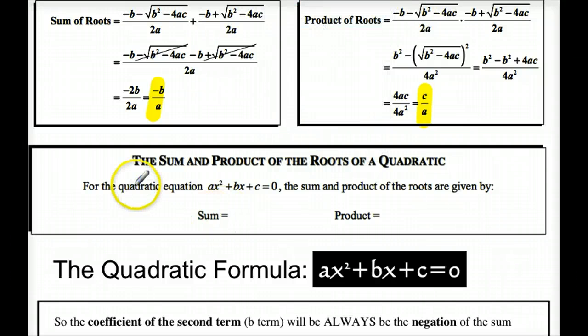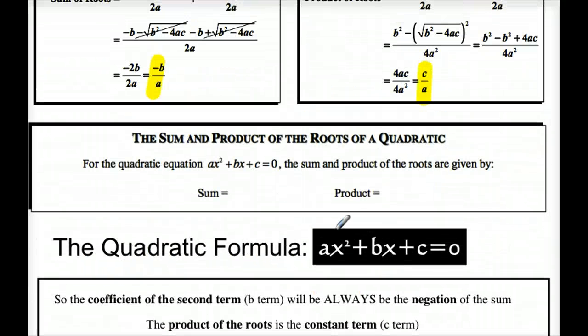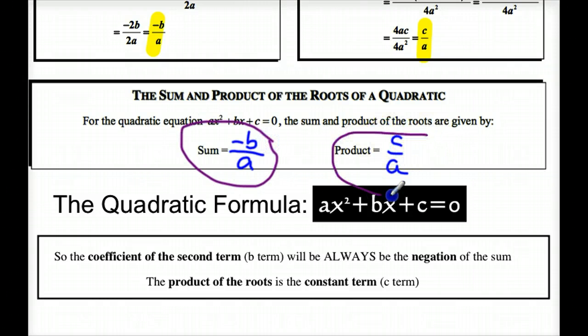So, what I want to write is that the sum and product of the roots of a quadratic are always going to be the sum, and this is what you need to know, minus b over a from up here, and then the product is always c over a. So the quadratic formula is ax squared plus bx plus c equals 0.